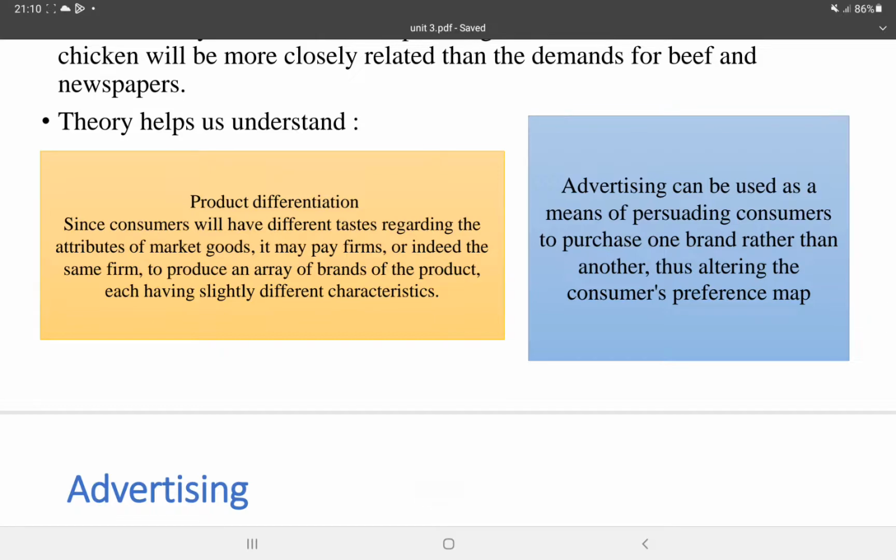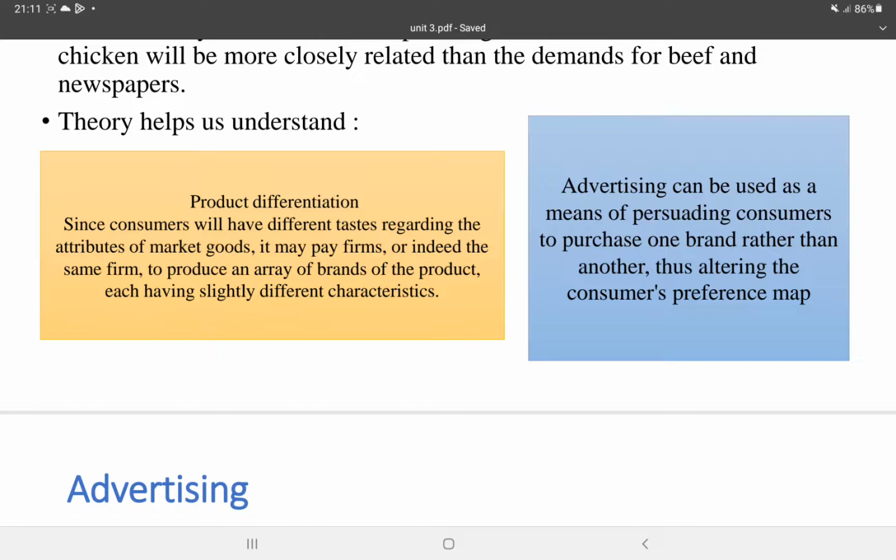And again, it helps us to understand product differentiation. Since consumers will have different tastes regarding the attributes of the market goods, it may pay firms, or indeed the same firm, to produce an array of brands of the product, each having slightly different characteristics. So the Lancaster's model is able to help us to understand the effect of product differentiation.